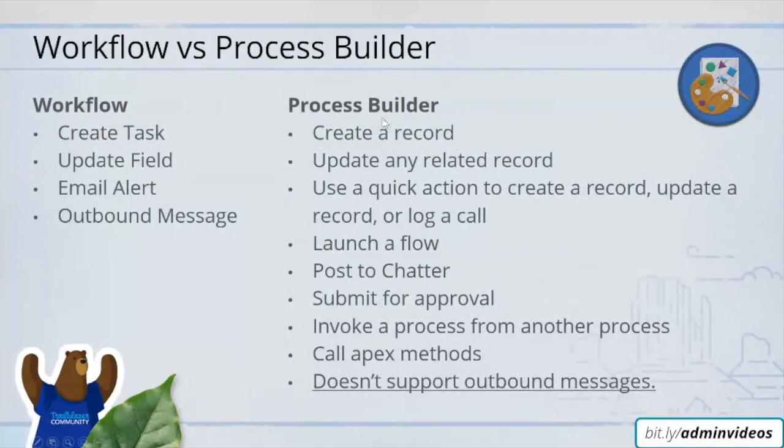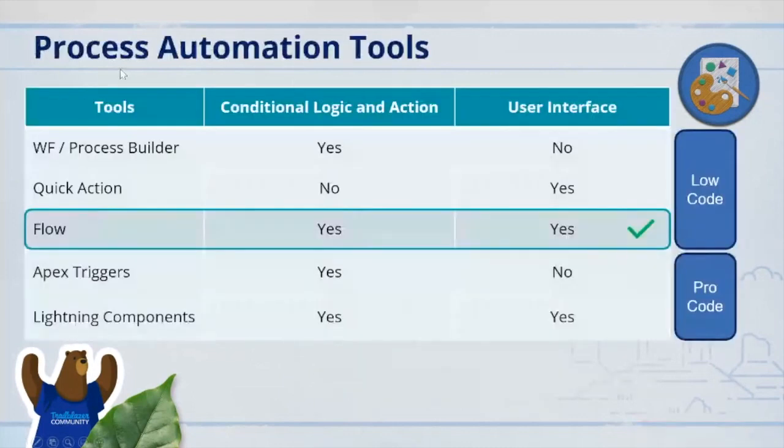The only one thing I want to call out about Process Builder is that it doesn't support outbound messages. You can't send outbound messages the way you used to in workflow, but now Salesforce is going to support outbound messages in flows. That's also a forward-looking statement, so outbound messages will be available in flows. Flows are kind of becoming the future, where you can do everything in the automation framework. Anything you want to do, you can do with flows. We'll come to why flows are very powerful. Let's go to the next slide. Here we'll talk about the flow.